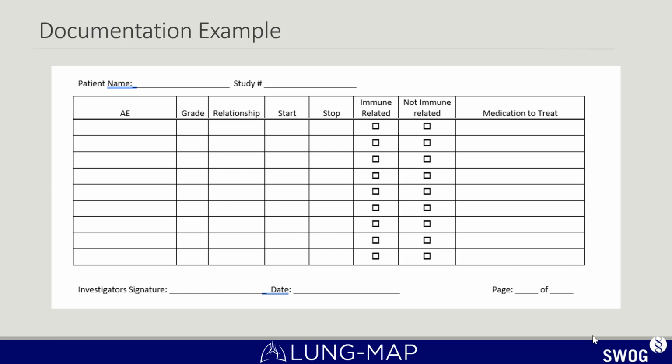And then this is just a documentation example. I'm not sure where I stole this from, somebody, someplace, because I shamelessly steal things and use them, as we all should, because we're all in this together. But this is what an AE log can look like, and of course we want to look to see if it's immune-related or not immune-related. And this is something that you can use, because we really like AE logs. That's one of the things that we live by when we're auditing.